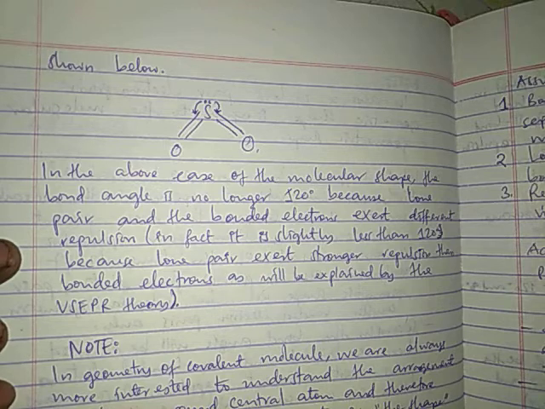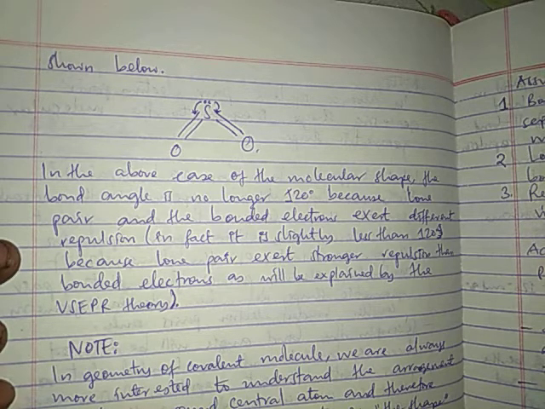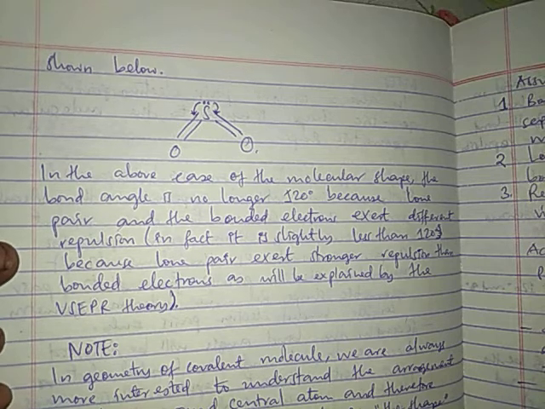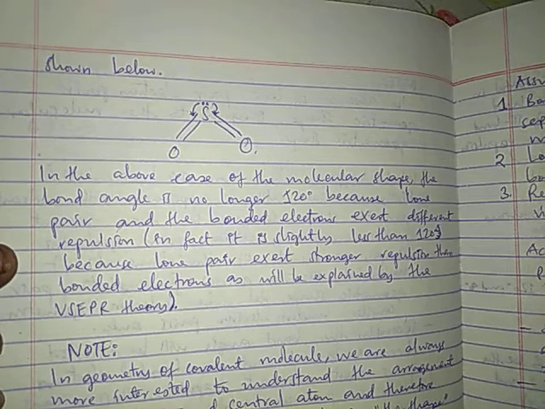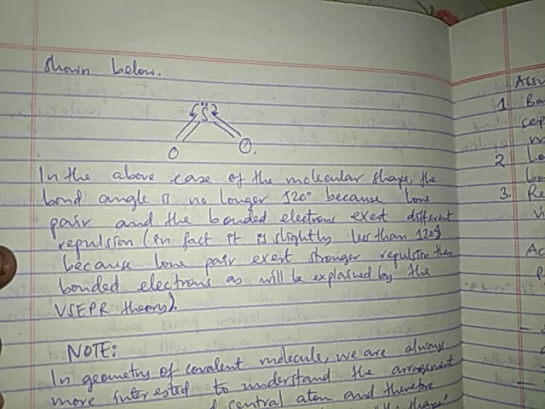So in the above case of the molecular shape, the bond angle is no longer 120 because the lone pair and bonded electrons exert different repulsion. In fact, it is slightly less than 120 because the lone pair exerts stronger repulsion than bonded electrons, as will be explained by the valence shell electron pair repulsion theory.